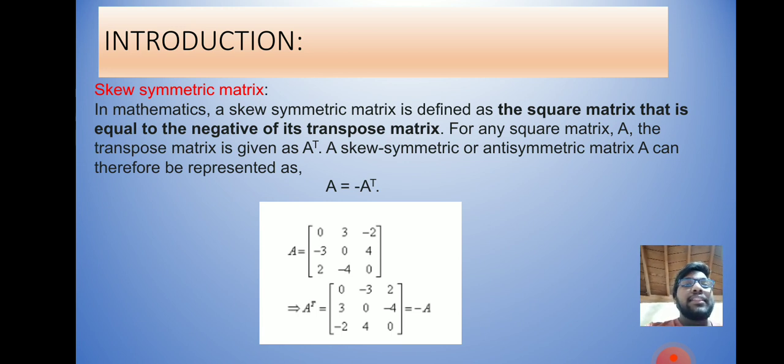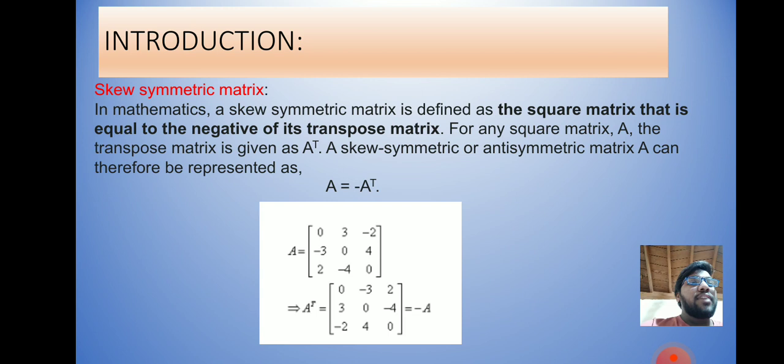In mathematics, a skew symmetric matrix is defined as a square matrix that is equal to the negative of its transpose matrix. For any square matrix A, the transpose matrix is given as A transpose. A skew symmetric matrix or anti-symmetric matrix A can be represented as A is equal to minus A transpose. Here some terms are there. Let us know about that.